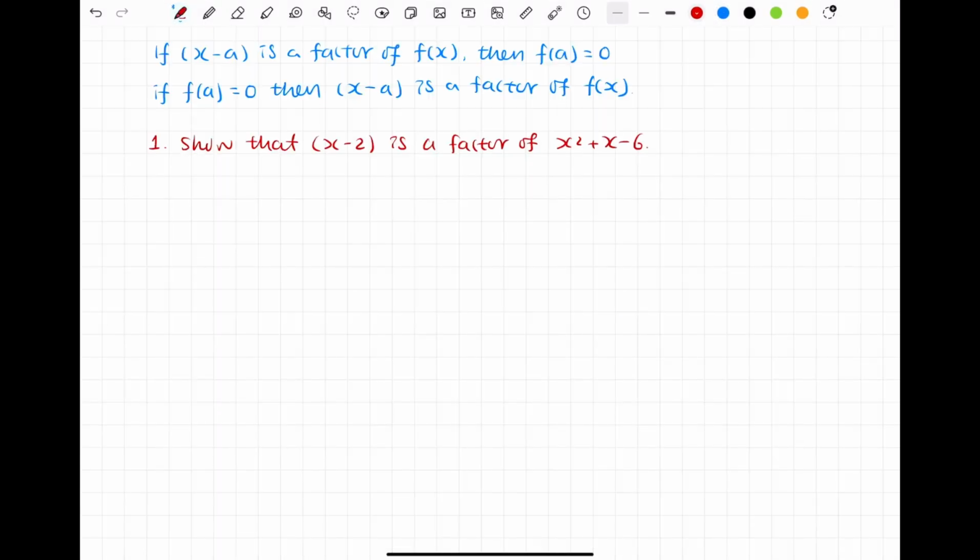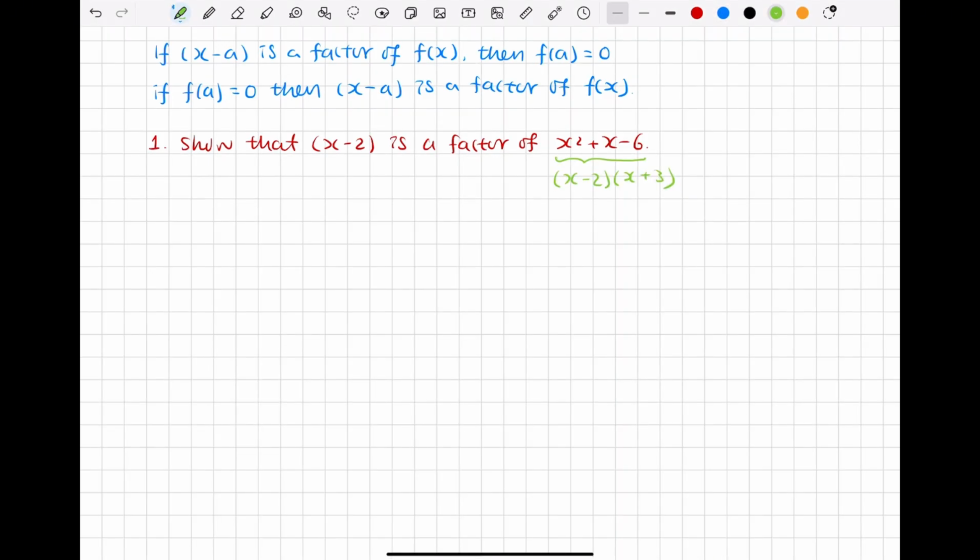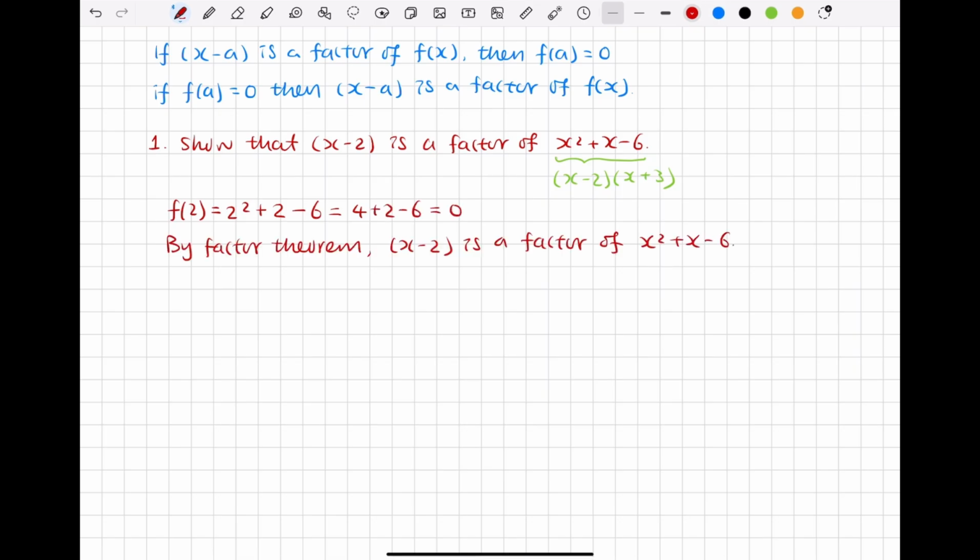First question, we needed to show that x − 2 is a factor of x² + x − 6. Now what we can do is factorize this quadratic, and we will see that x − 2 is a factor. If we are going to use the factor theorem, we can substitute 2 into this equation, and we will see that 4 + 2 − 6 will give us 0. Therefore, by the factor theorem, x − 2 is a factor of x² + x − 6.